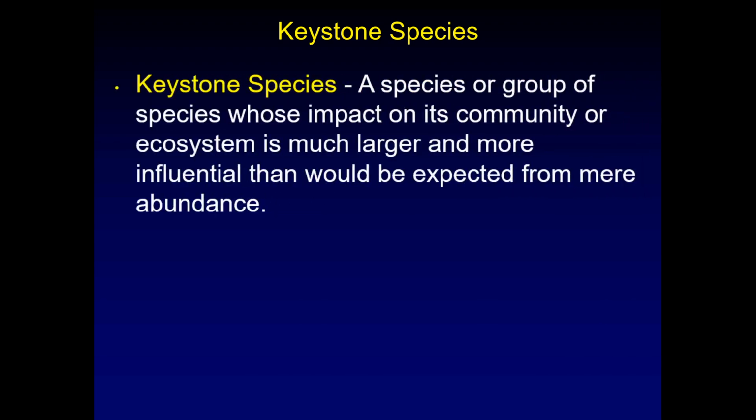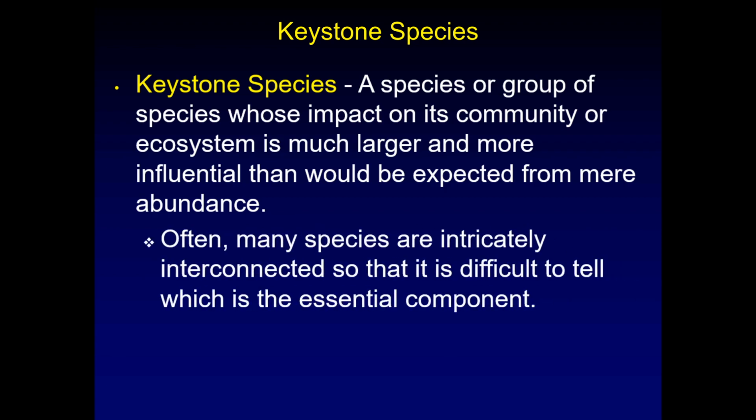Keystone species. When thinking about this, think about the wolves again in Yellowstone, and how when they were removed, the ecosystem went through some pretty terrible times. A keystone species is a species or group of species whose impact on its community or ecosystem is much larger and more influential than would be expected from mere abundance. When wolves were removed from Yellowstone, the ecosystem almost collapsed.